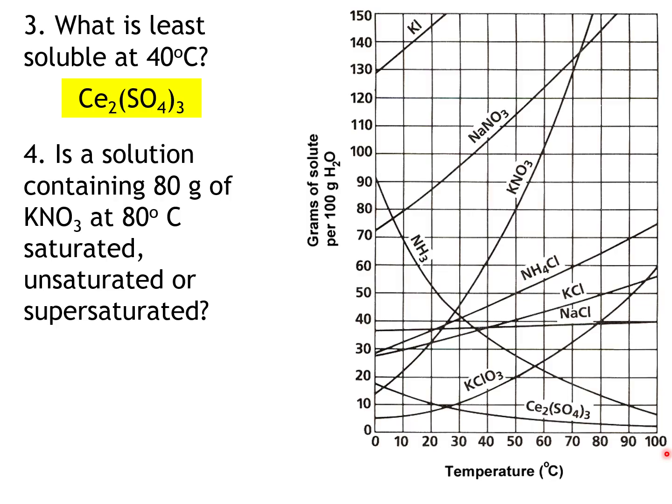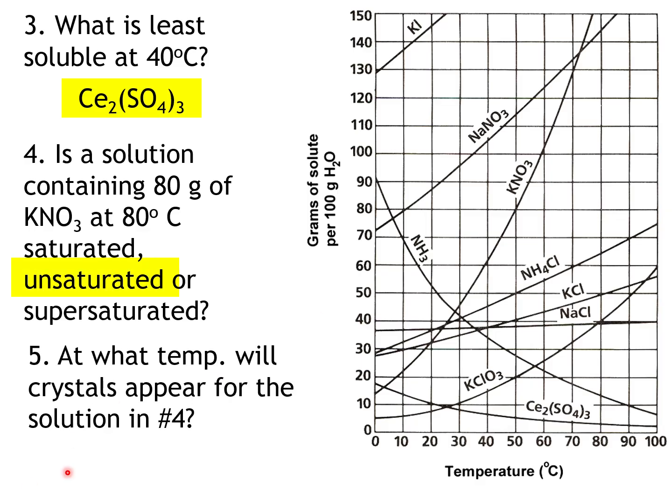So we're back at that 80 and 80 point, but this time we're talking about potassium nitrate. So you can see we are still under the line for potassium nitrate, which goes all the way up like that. So that particular data point would be unsaturated.